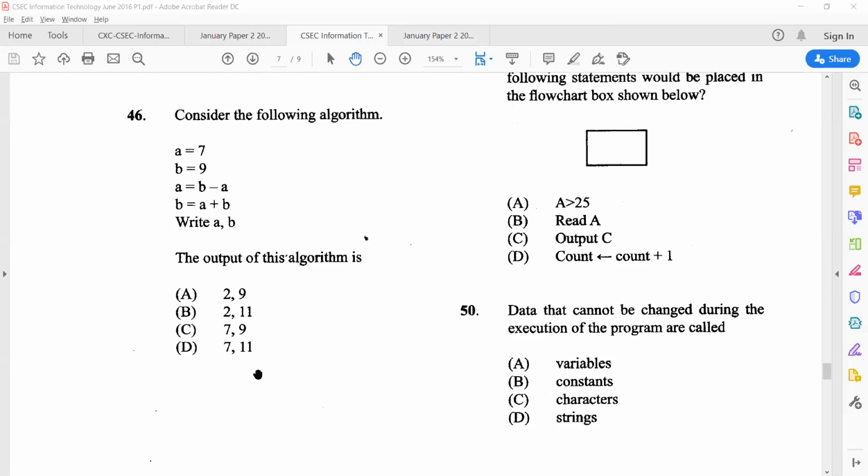All right. So we have A is 7 and B is 9, right? A will now be assigned B minus A, which is 9 minus 7, and the answer for that is 2. So A is now 2. B will be the current value of A, which is 2, plus B, 9. 2 plus 9 is 11. So the answer is 2 and 11, B. All right, so the answer for 46 is B.